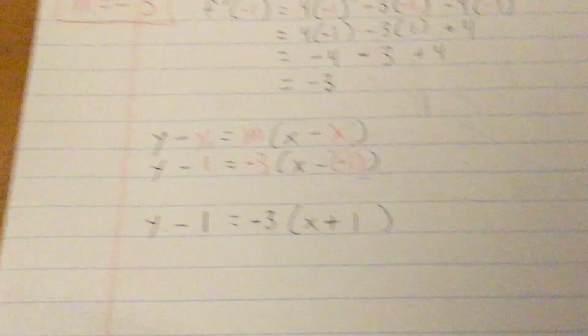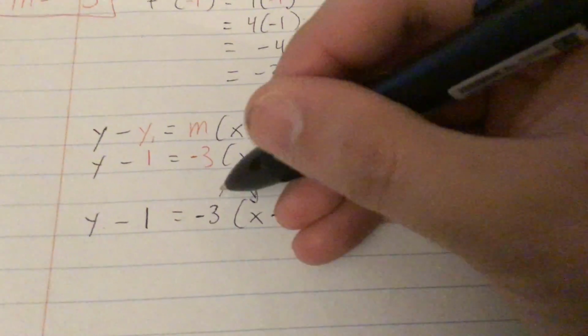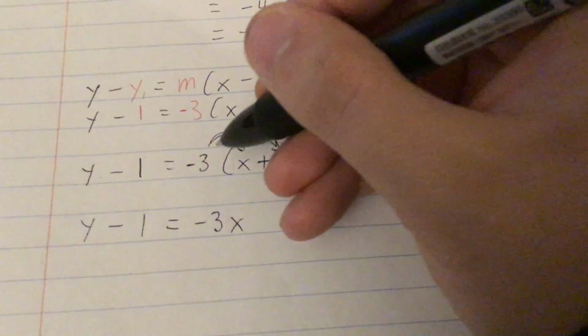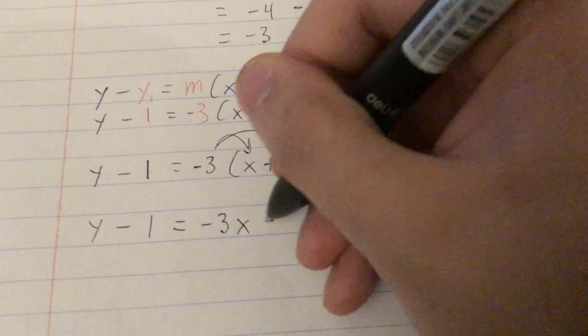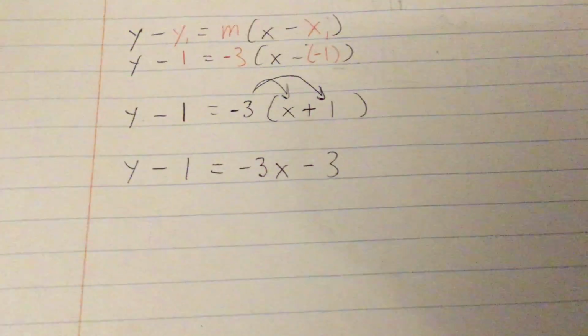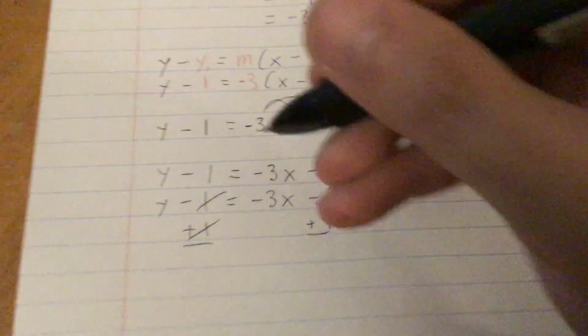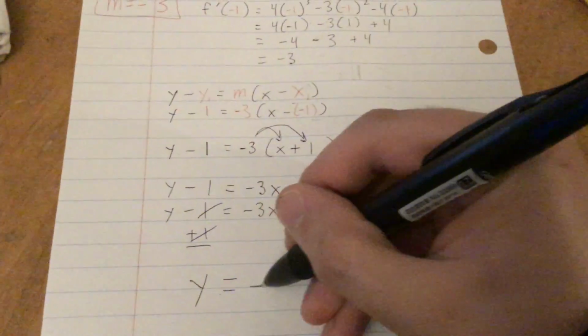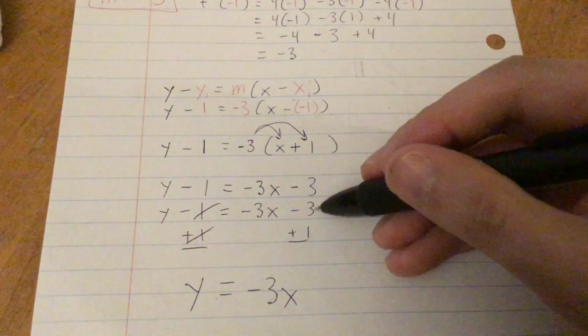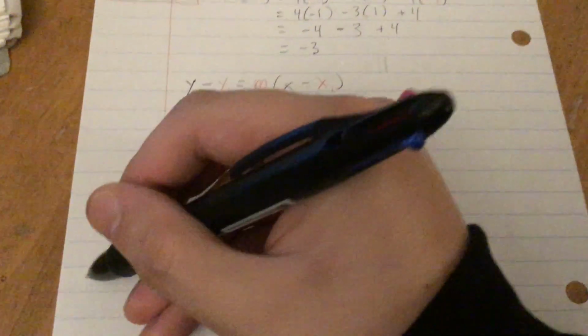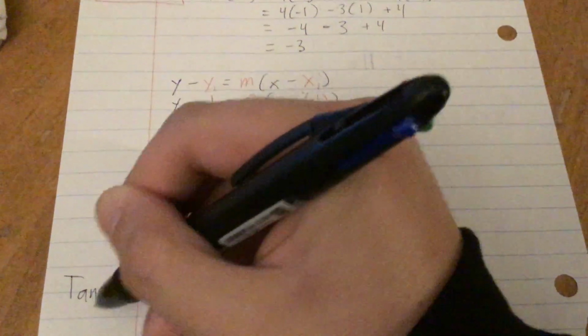Now we're in business. So I'm going to distribute the negative 3. And that leaves me with y minus 1 is equal to negative 3x. Negative 3 times positive 1 is negative 3. And now to isolate the y, I'm going to add 1 to both sides of the equation. So now I've got y equals negative 3x. Negative 3 plus 1 is negative 2. So that is the equation of my tangent line.